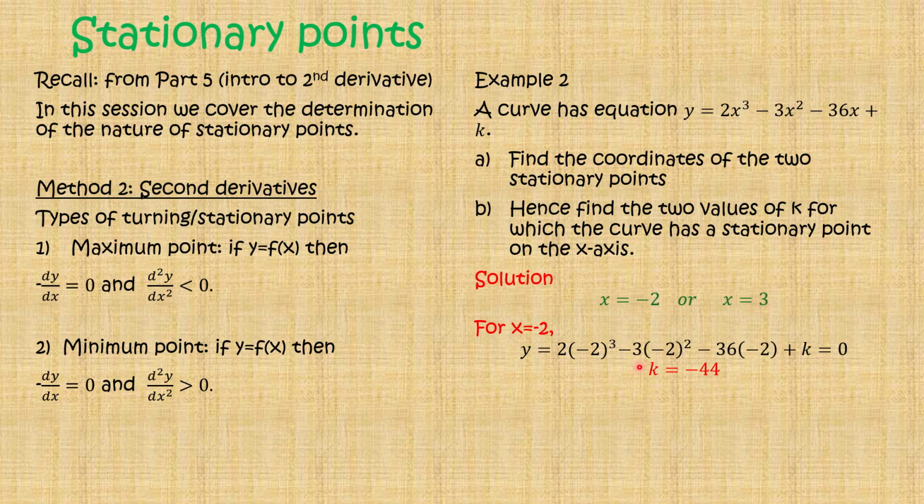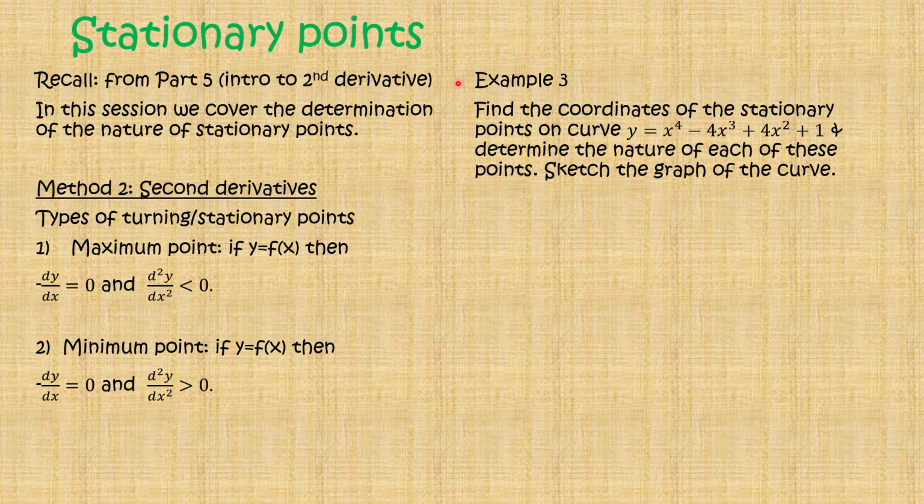So that will be the value of k at which the stationary point is on the x-axis for the first one. Now for the second one, we know that we obtained the x value of 3. Substituting that x value into the y, we get that expression and equate it to 0 because this is on the x-axis. On the x-axis, y is equal to 0. Now with that, we solve for k so that we get k is equal to 81. So this is how we answer question 2.